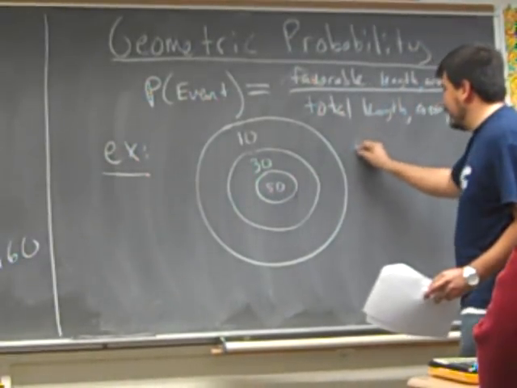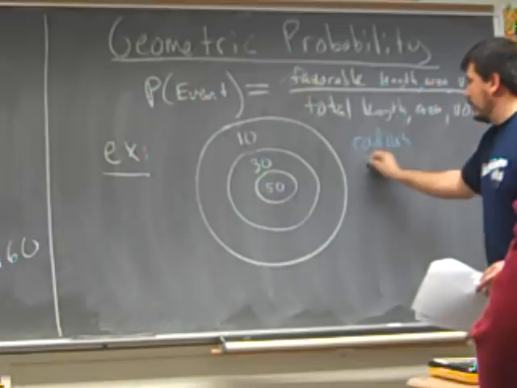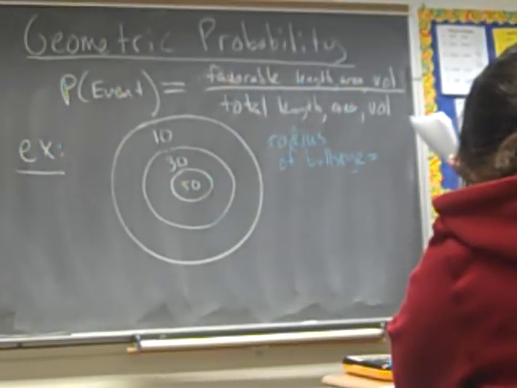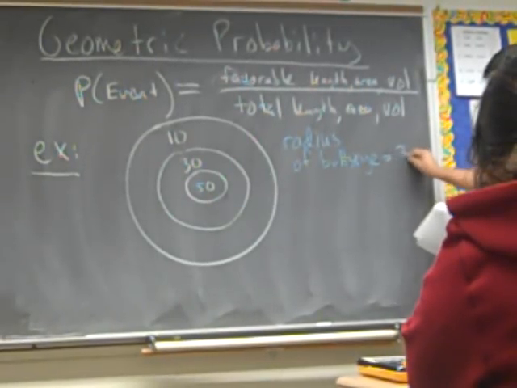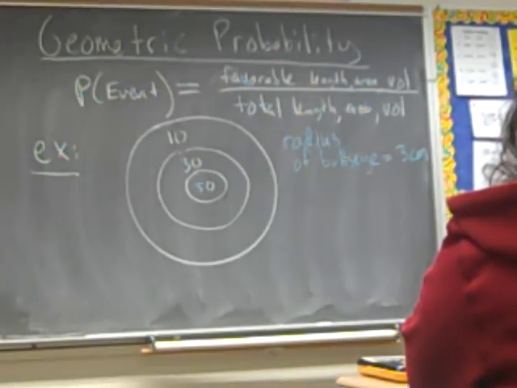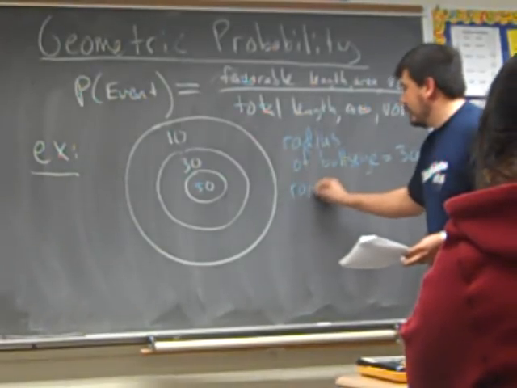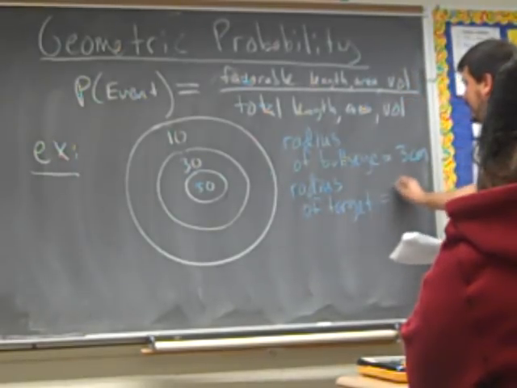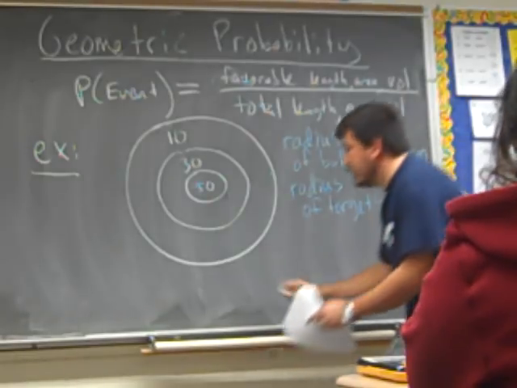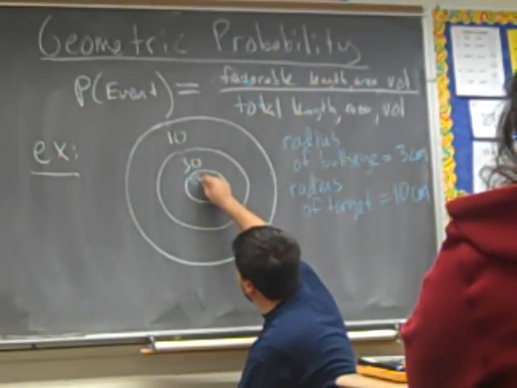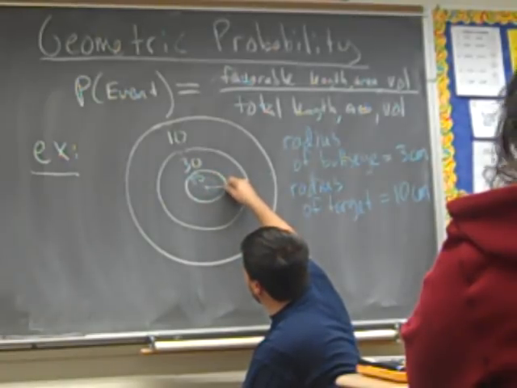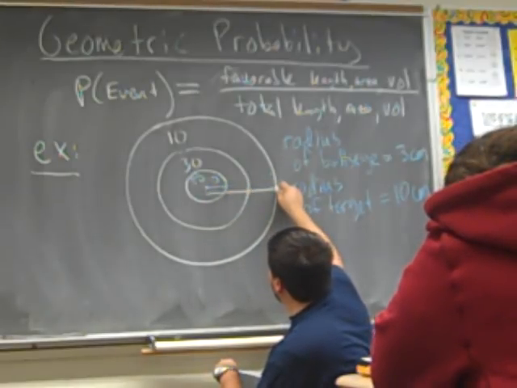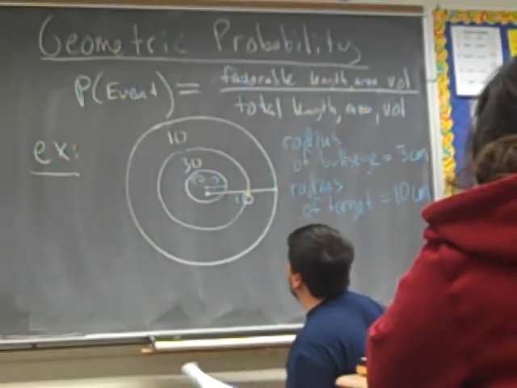And then let's pretend that the radius of the bullseye is 3 centimeters. And let's say that the radius of the whole target is 10 centimeters. In other words, from here to here is 3. And now if I go all the way to the end, this distance is 10. Okay?